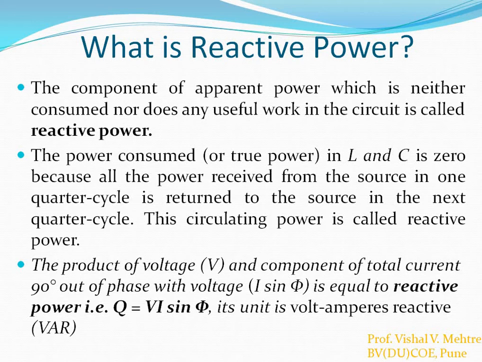The definition of reactive power is the product of voltage and the vertical component, that is the out of phase component, I into sin phi. Q is the notation we use for reactive power, given by the product of V into I sin phi. Its unit is volt ampere reactive, VAR. It might be kilovolt ampere reactive, kVAR, or megavolt ampere reactive, MVAR.